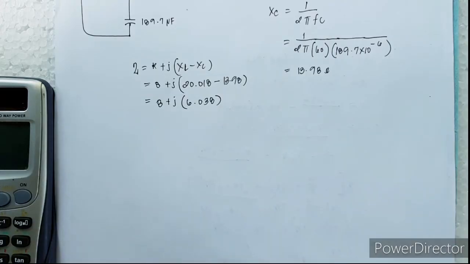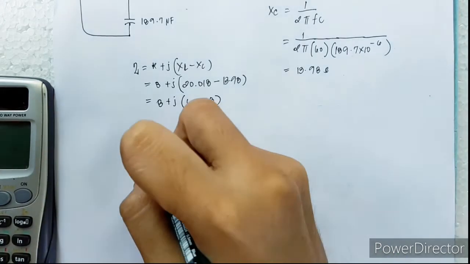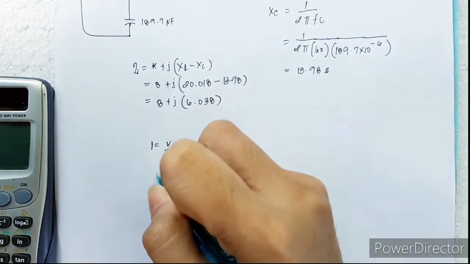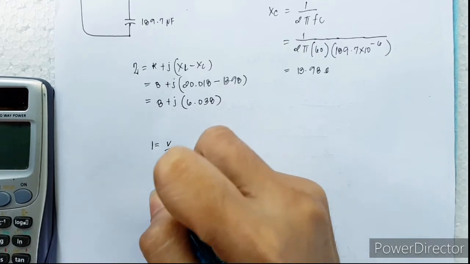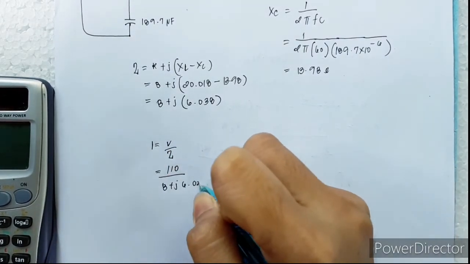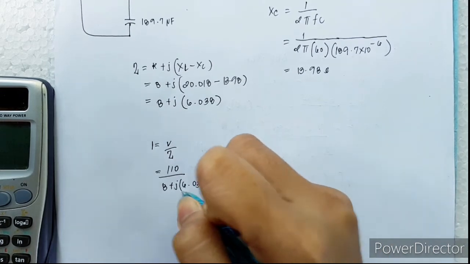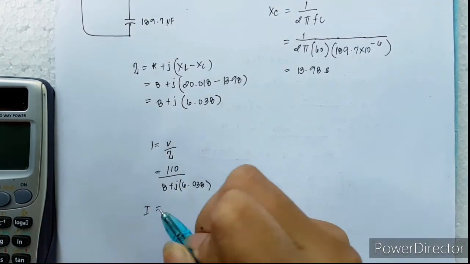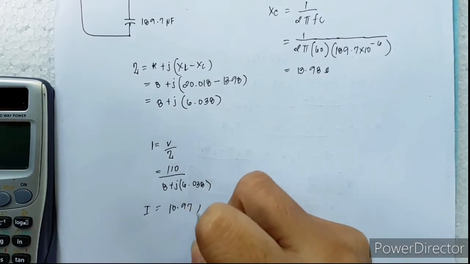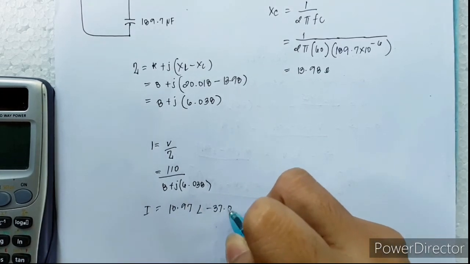Let's try to find the current using this formula. I is equal to V over the impedance. So our voltage, which is 110, over 8 plus j 6.038. So for our current, we will get 10.97 angle of negative 37.4.